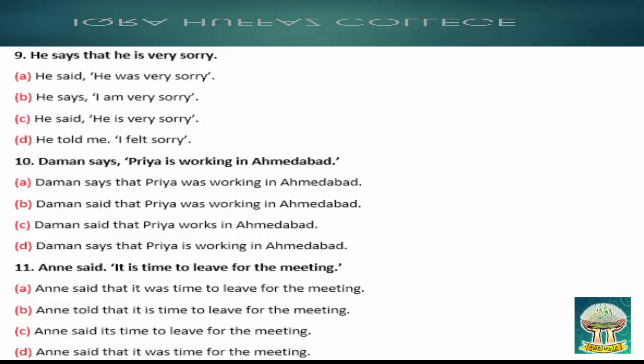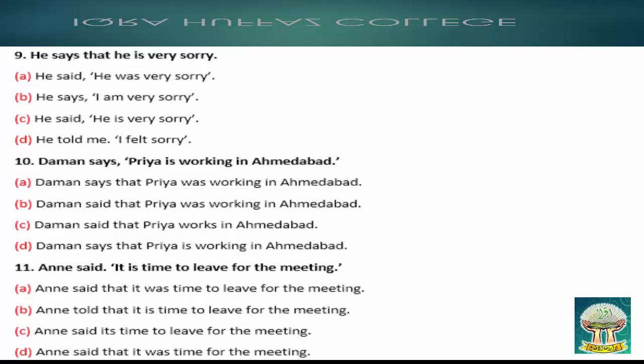Sentence number 9: He says that he is very sorry. This question is already in indirect speech. You have to change it into direct narration. Options are given before you. You may write down one option in your register. Number 10: The man says Priya is working in Ahmedabad.